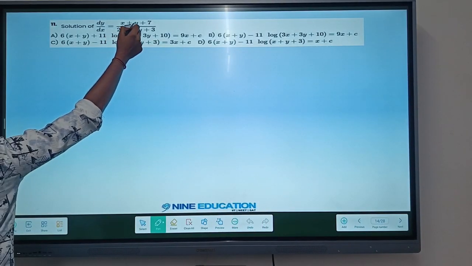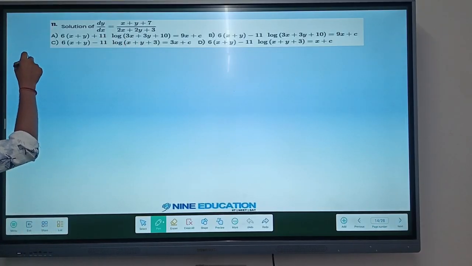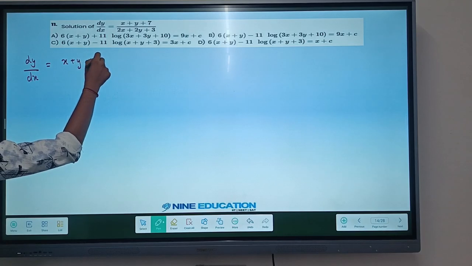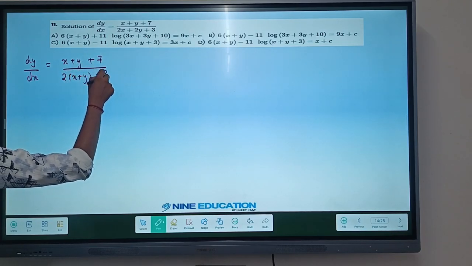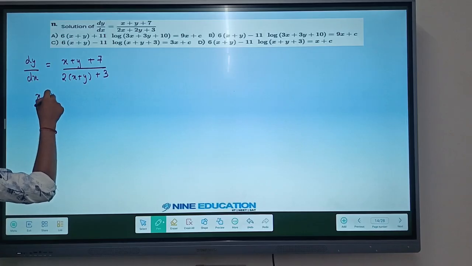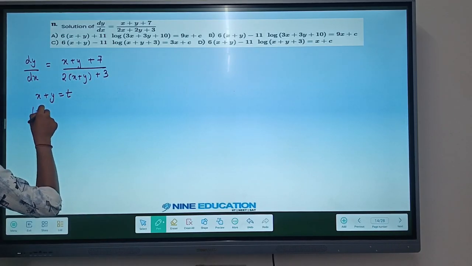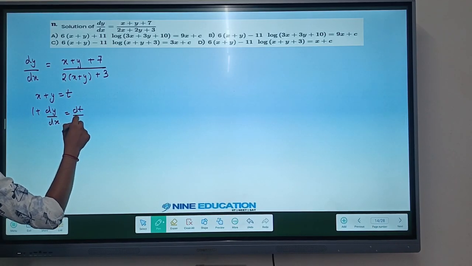Now notice here we have x plus y and in the denominator we have 2x plus 2y. So to simplify this, what will we do? It is not a homogeneous equation, but I can still simplify this as I'll take it as 2 times x plus y plus 3. So I'll substitute x plus y as t. As you can see, the options also have x plus y. So 1 plus dy by dx is equal to dt by dx.